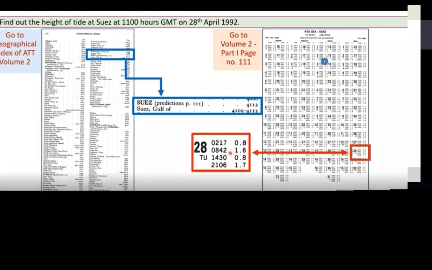Okay, so just note down this question in your notebooks beta, and note down these heights and times of tide for Suez on 28th April. Let me know once you are done and we'll proceed ahead. Don't copy it from the screen, pick it up from the tide tables.